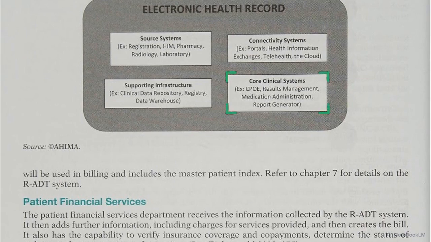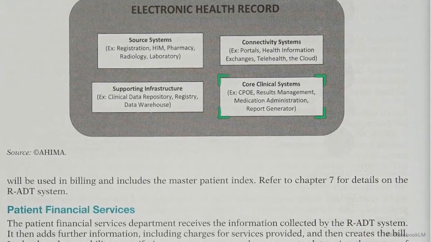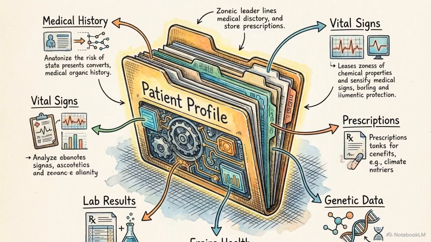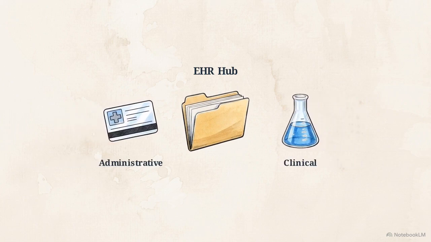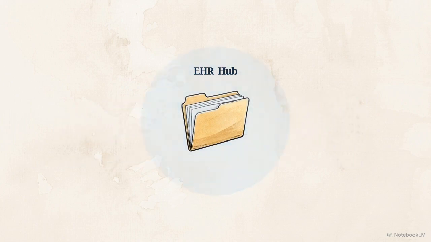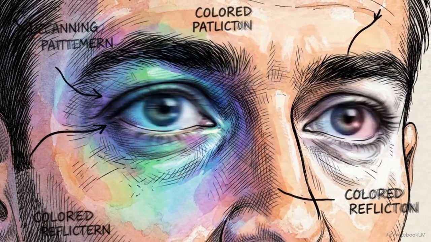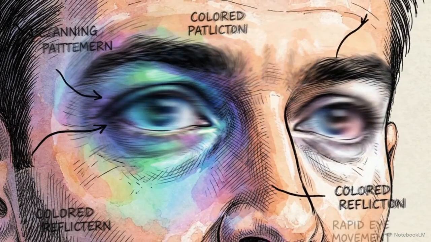Active medical intervention and documentation occur within the core clinical systems layer. A functional EHR synthesizes these inputs instantly. It merges the administrative constraints of a patient's insurance with active clinical findings from the lab, packaging the results for the physician in real time. We can see this synthesis in action by tracking a single physician order.